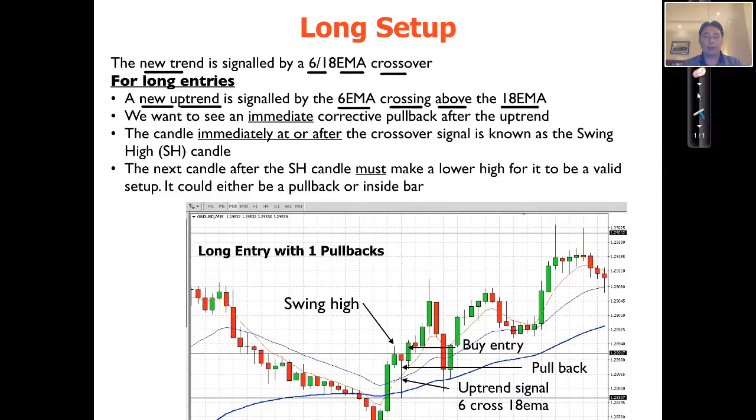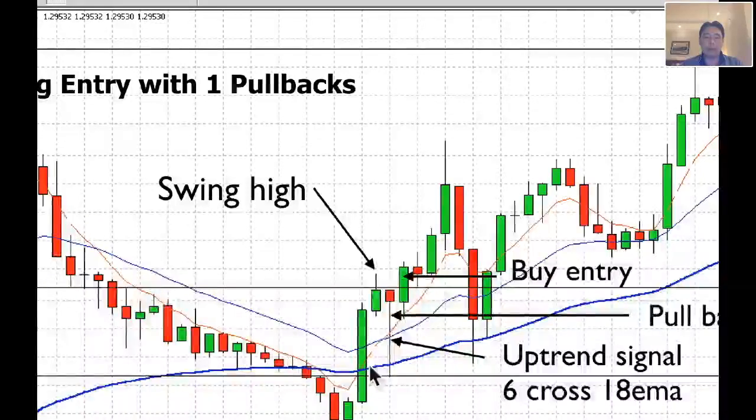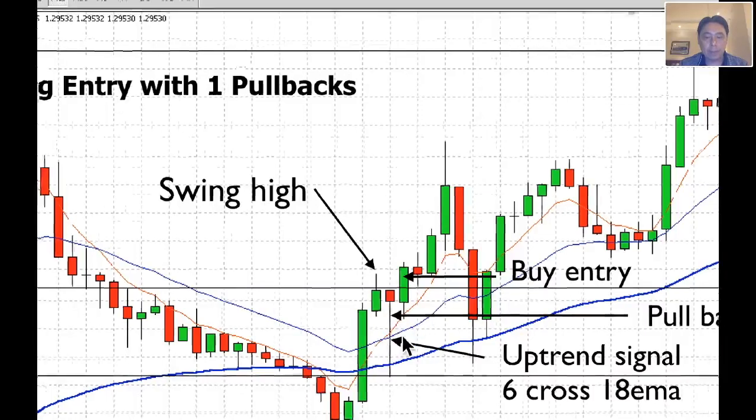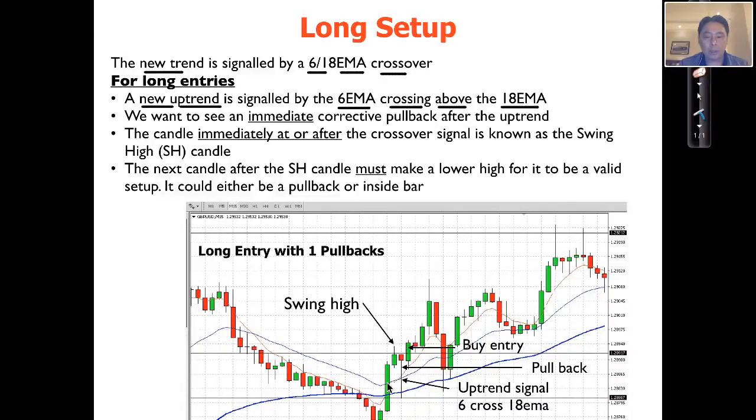So over here, let's take a look at this chart, right? So this red line you see, that's the 6 EMA. And the blue line is the 18 EMA, okay? So we want to see the 6 crossing above the 18, signaling a new uptrend. Now, once a new uptrend is signaled, we want to see an immediate corrective pullback after the uptrend.